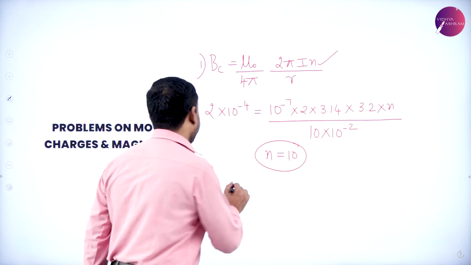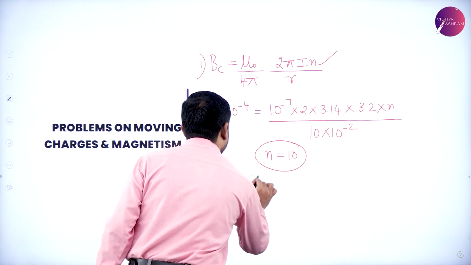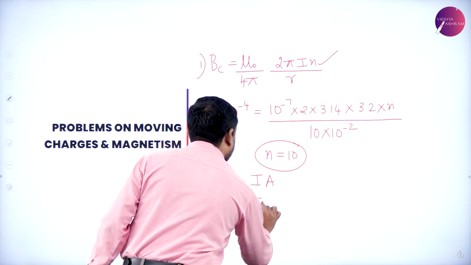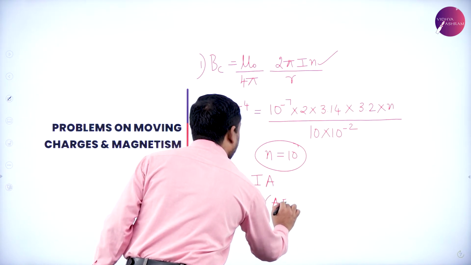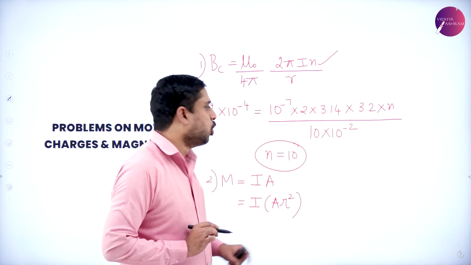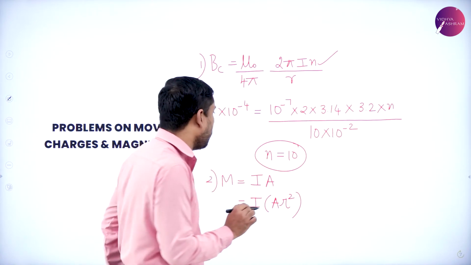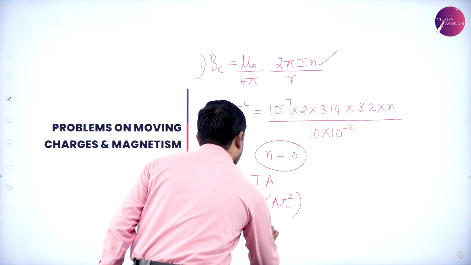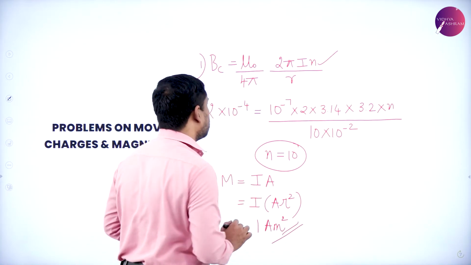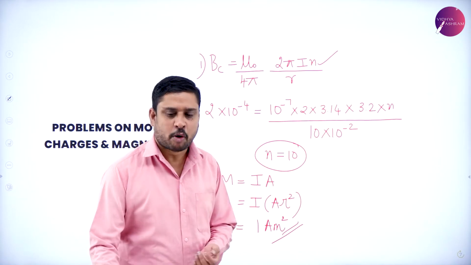Again, magnetic moment. M is I into A, which is I into pi R square. Again, I is 3.2, and 10 into 10 power minus 2 whole square. So this is 1 ampere meter square. So this is the magnetic moment. The next problem.